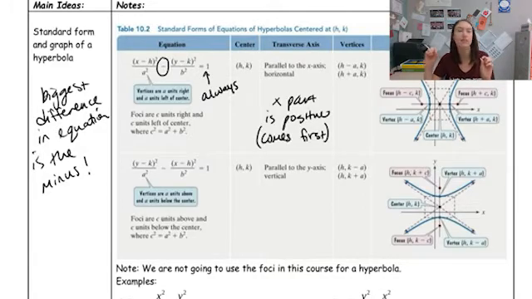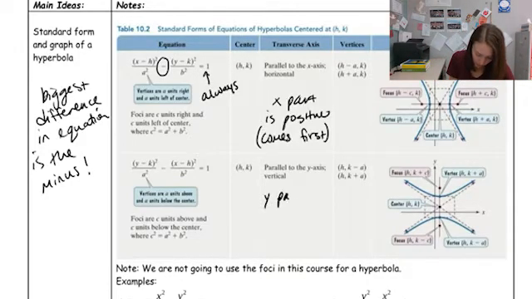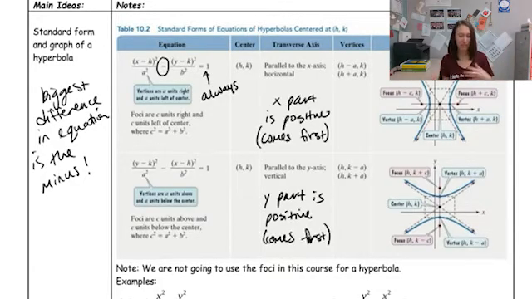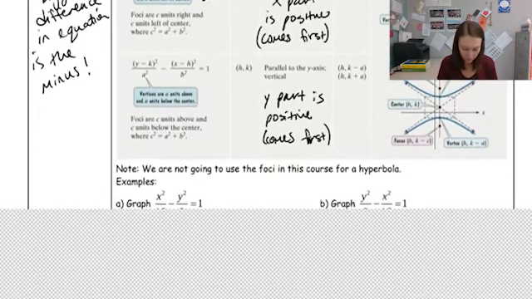then our transverse axis is going to be horizontal. Our vertices are going to be the 2 points horizontal from the center, and the hyperbola is going to open horizontally. If the y part is positive or comes first, then our transverse axis is going to be vertical. Our vertices are going to be vertical. It's going to open vertically. So it's all about which one comes first, which one's positive in the equation.